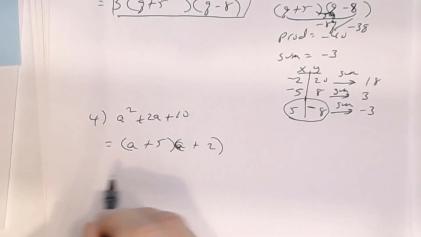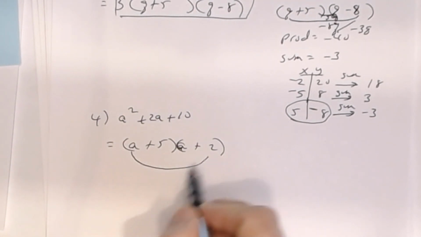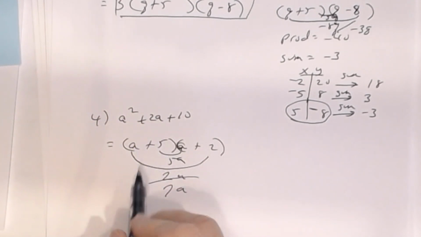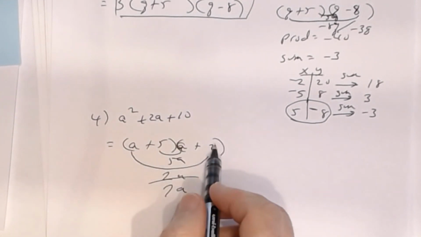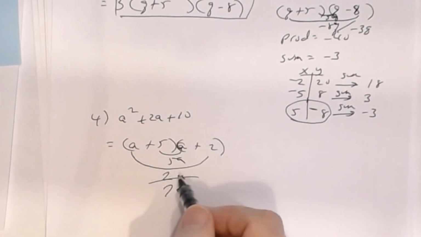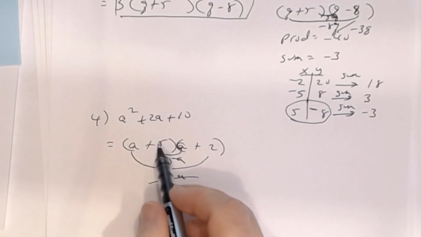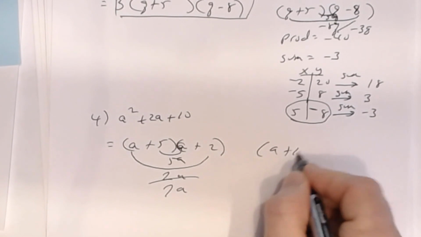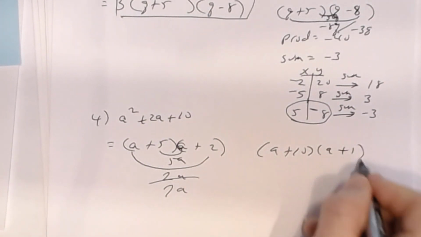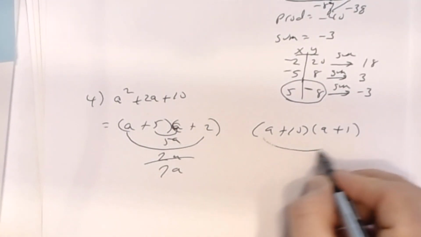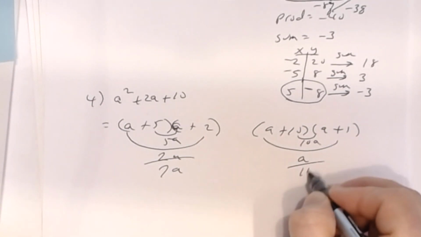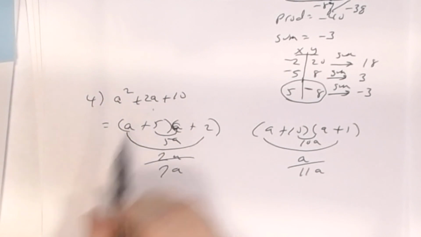But here's the problem, guys. Watch. This is 2a. This is 5a. When you add them up, you get 7a, but that's not what you wanted. So then you may say, well, if I switch them, it still won't work. And you may say, well, let's do 10 and 1. 10 and 1 won't work either, because when you do the outer and the inner, the outer is a, the inner is 10a. When you add them up, you get 11a, but you wanted 2a.